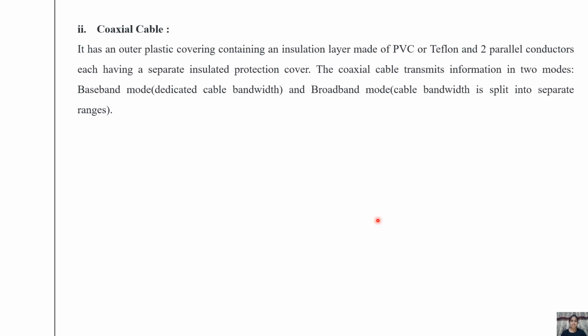The next one is coaxial cable. It has an outer plastic covering and an insulation layer made up of PVC or Teflon and two parallel conductors, each having a separate insulated protection. These are the two insulators and the conductors, inner conductor and outer conductor.